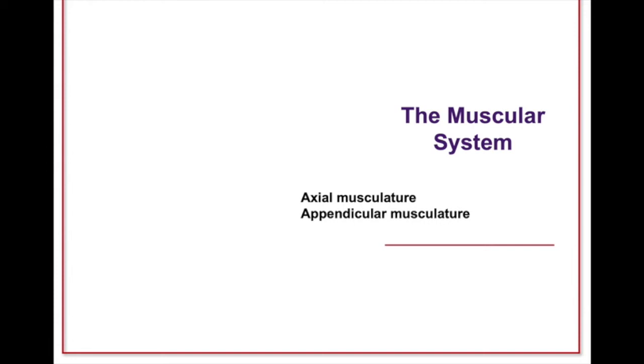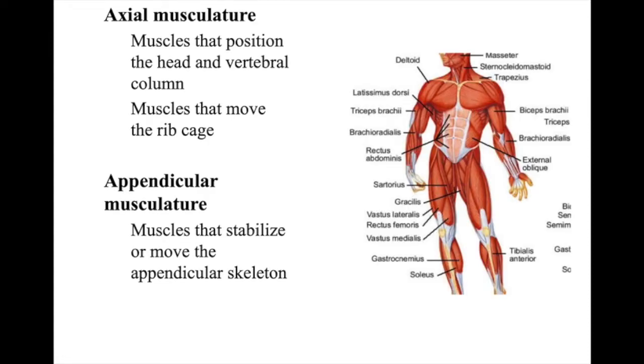Going to start with specific aspects of the anatomy of the muscular system. So here we have the distinction between the axial and the appendicular musculature. So axial, just like we discussed for the bones.